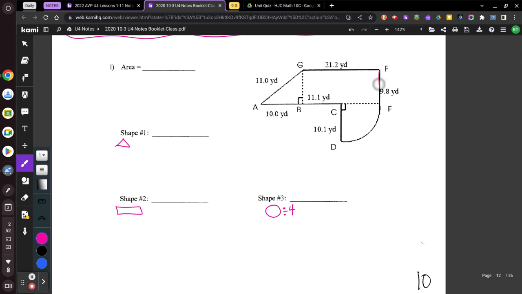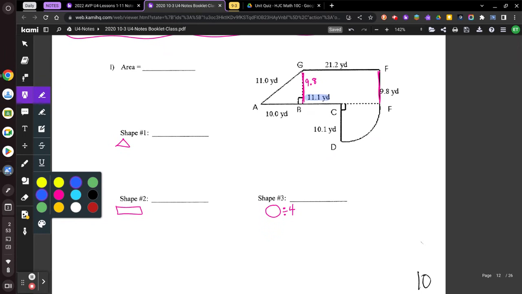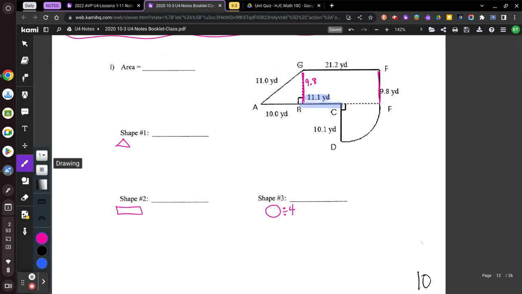Okay, so this line right here is 9.8. So this guy here is 9.8. The 11.1, this number here, is that line right there. Okay, so we have a base times height. So 9.8 times 10 divide 2. That's going to give me 98 divide 2 is going to give me 49. So 49 square yards.